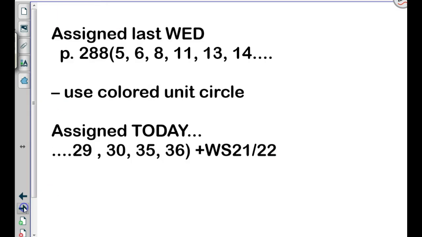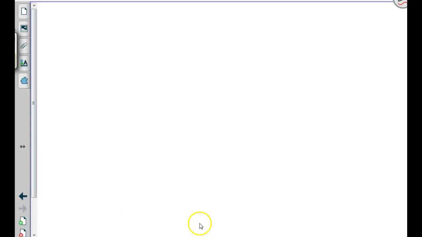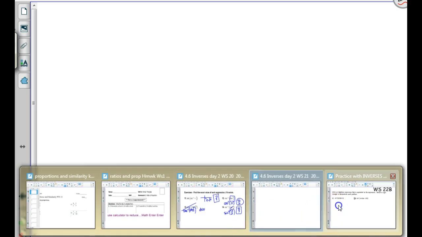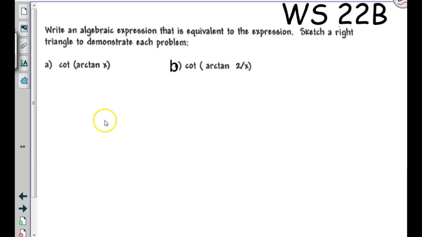Your assignment tonight is to finish up all this stuff, but look at 22. Yeah, you have to do worksheet 22. And I know there's quite a few, but you need to practice.